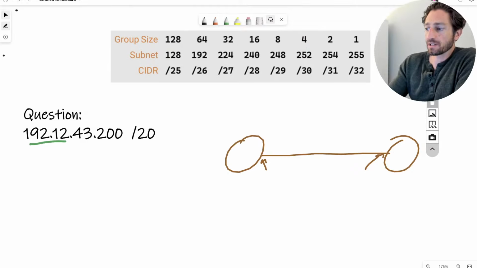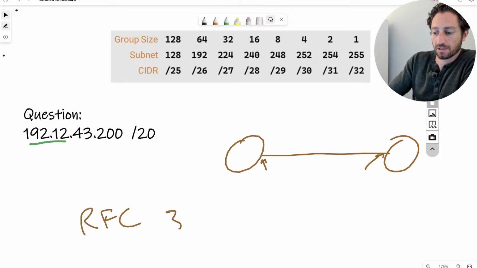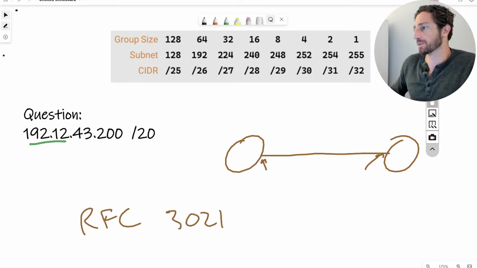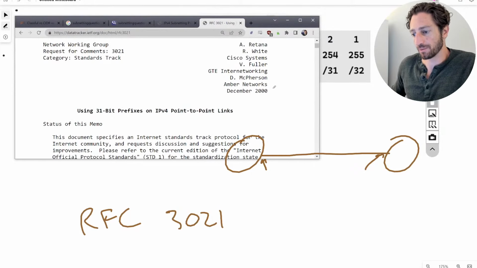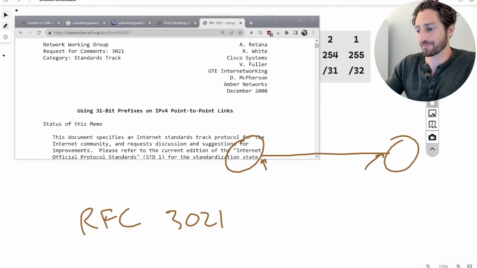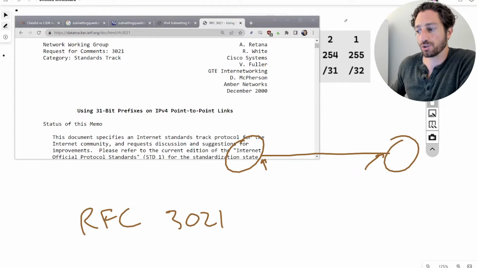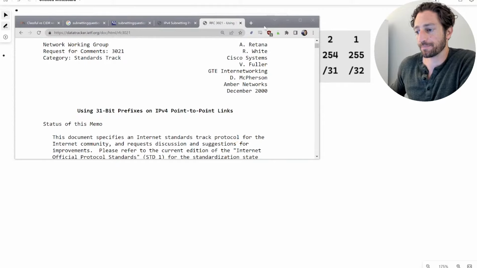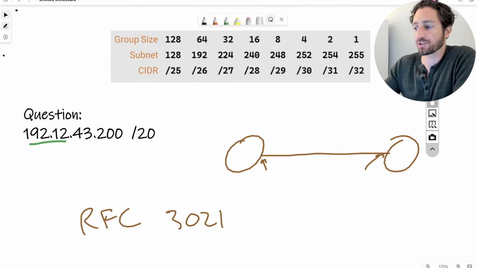There is an RFC that was released, though, and I believe this is RFC 3021. Let's see if my memory holds right. RFC 3021. Yes, perfect. There is an RFC that was released. When was this? 2000? That essentially allows a point-to-point link to use a /31 address space. So a /31 has 2 addresses.